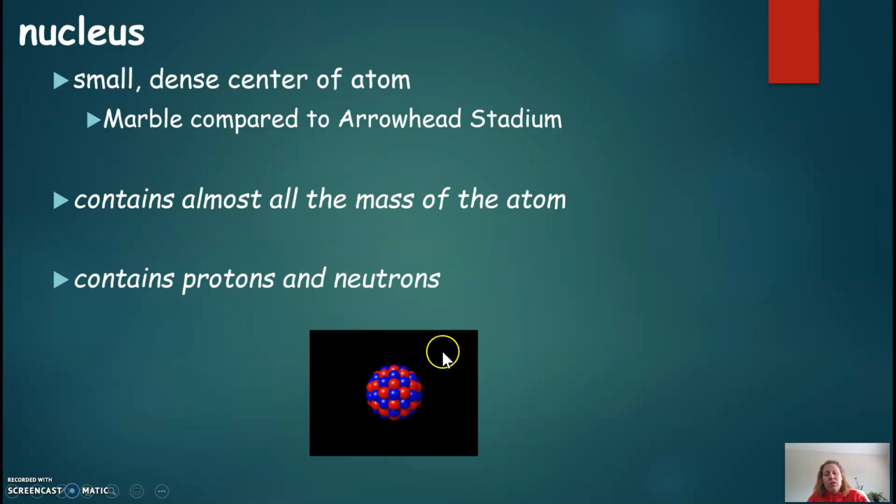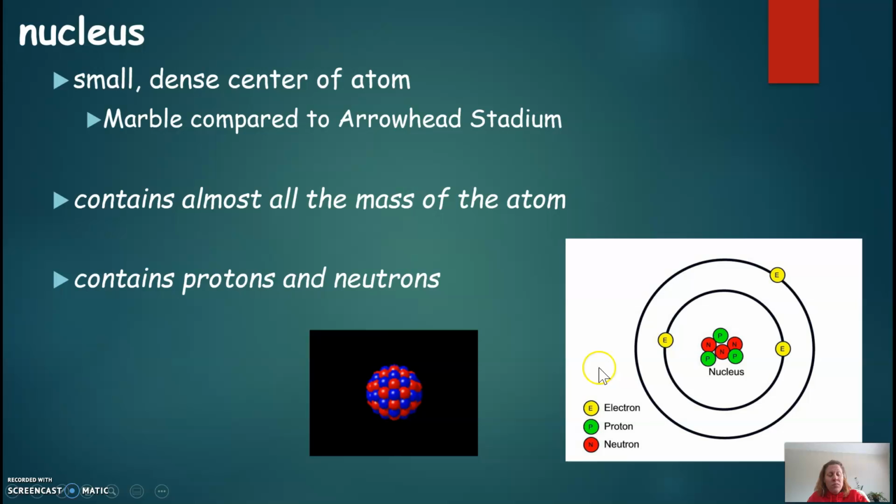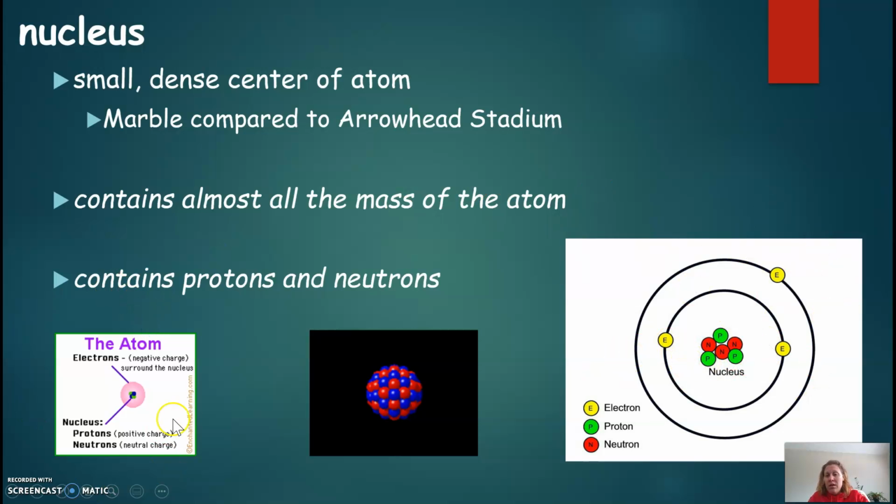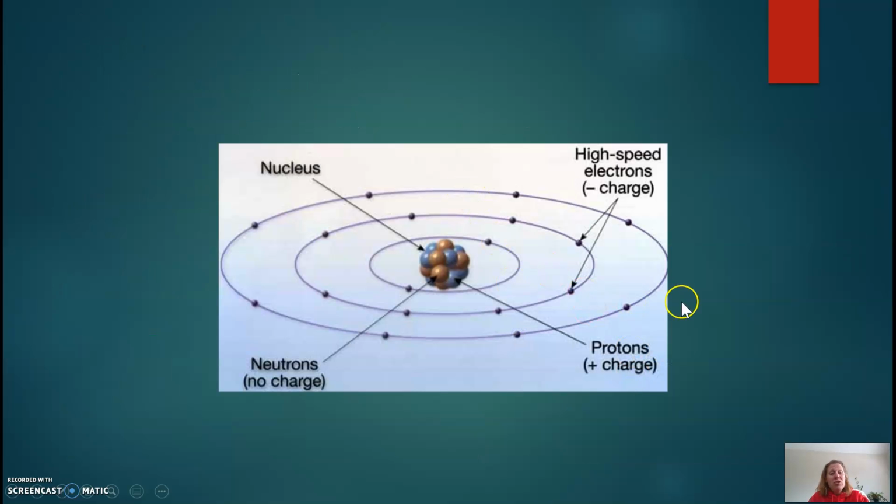What does it contain? Protons and neutrons, as you saw in the beginning. Lots of times those are viewed like that. Again, another picture, protons and neutrons, the electrons surrounding. This is kind of more what it is, protons and neutrons, and the electrons are in like this circle-y shell. We'll talk more about this tomorrow. Again, another picture, electrons high speed, protons and neutrons.